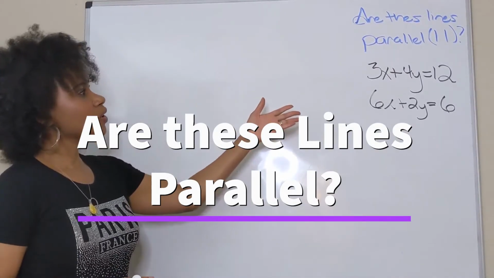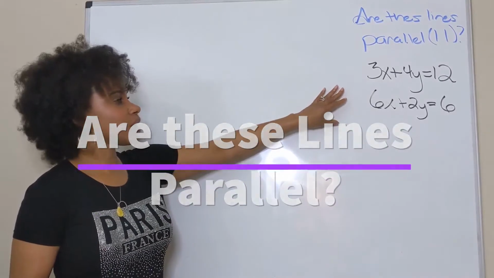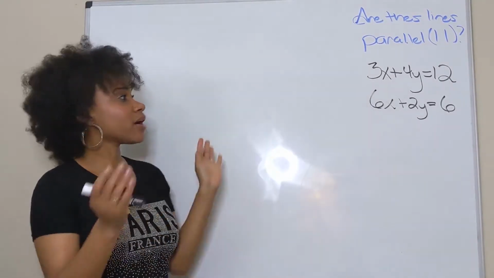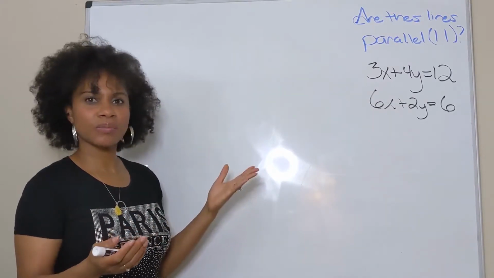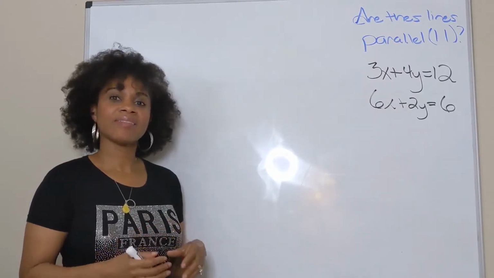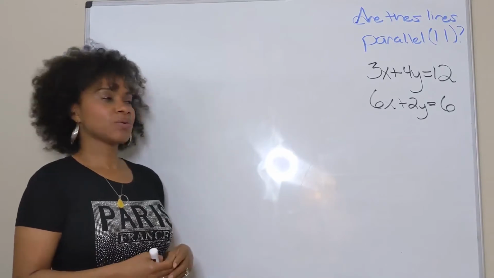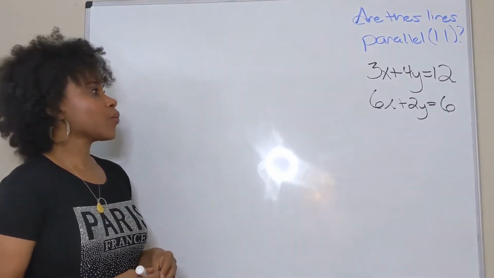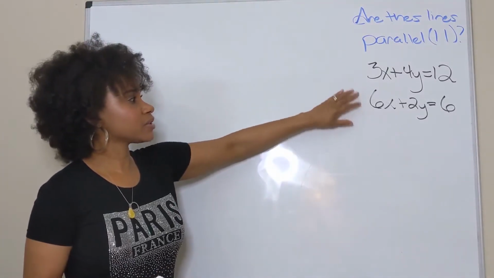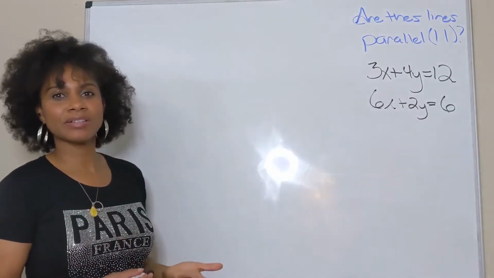Okay, so now we want to determine if these two lines are parallel without graphing. All right. So the first thing we want to look at is the slope, because parallel lines have the exact same slope. So in order to see the slope of a line, we need to rewrite these two equations of the lines in slope-intercept form.